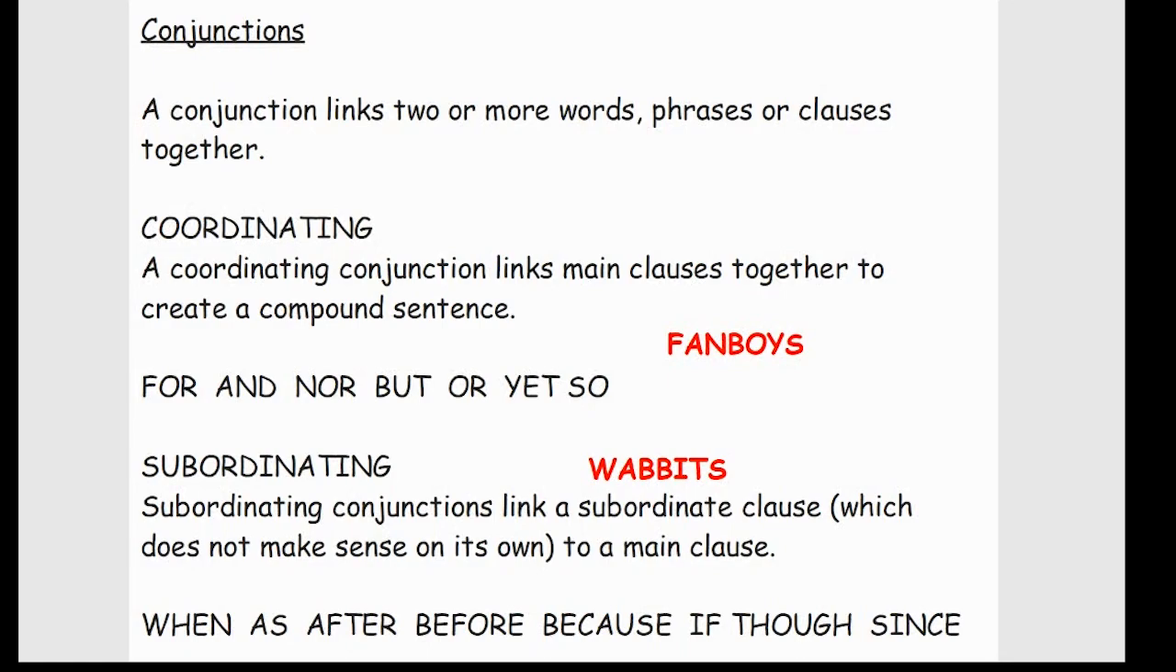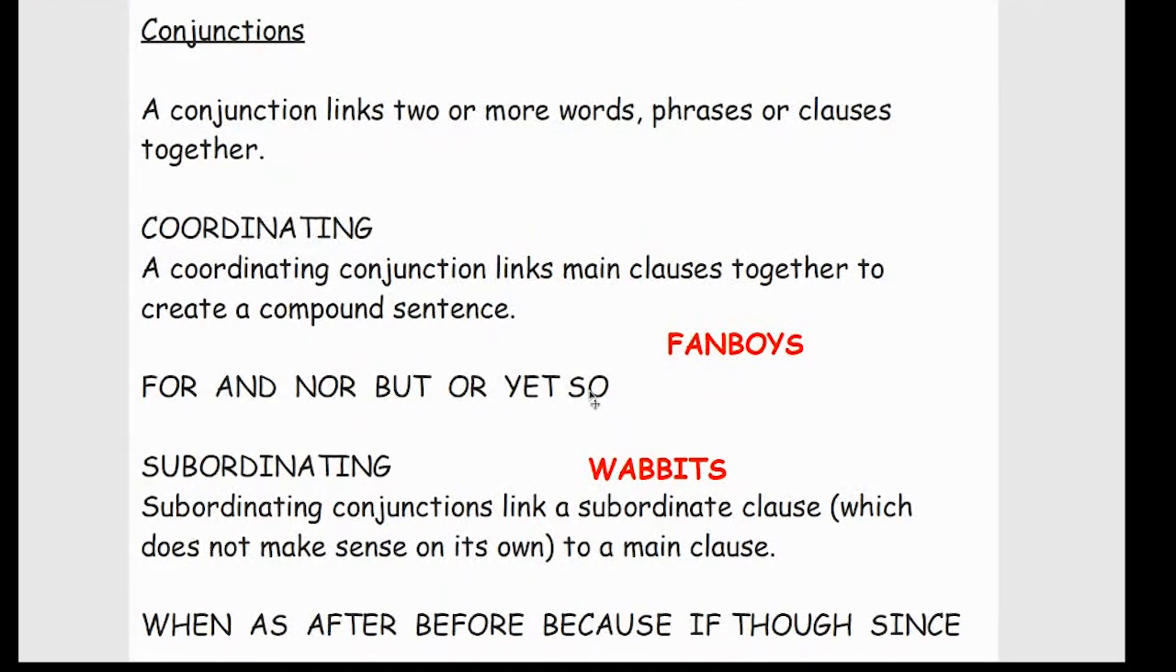Okay, moving on to conjunctions. So conjunctions link two or more words, phrases, or clauses together. And we've got two different types of conjunctions. We have coordinating conjunctions, which link main clauses together to create a compound sentence. And in order to help us to remember coordinating conjunctions, we can remember FANBOYS: for, and, nor, but, or, yet, and so.